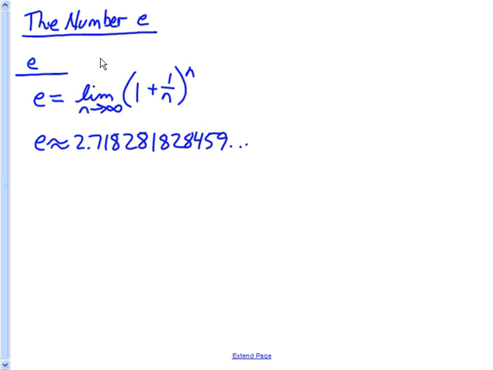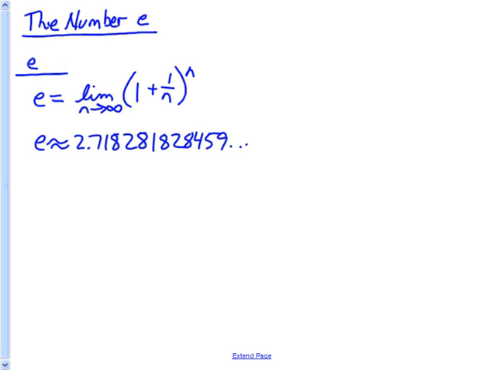So this is just saying as n gets increasingly large, okay? Let's imagine if n was 2 for a minute. 1 plus 1 half, 3 halves, 3 halves squared, so 9/4, right? Whatever that is. So as this gets bigger, we'll let it be bigger, 3, and then 4. As this number gets bigger and bigger, I'm going to do this real fast, it approaches the actual exact value, which is 2.718228, and so on.